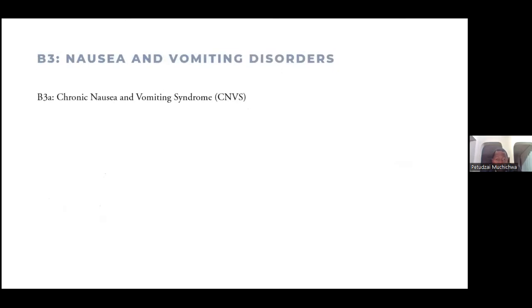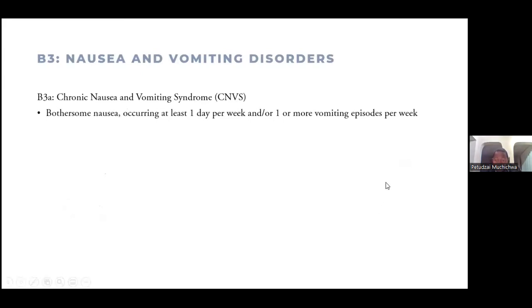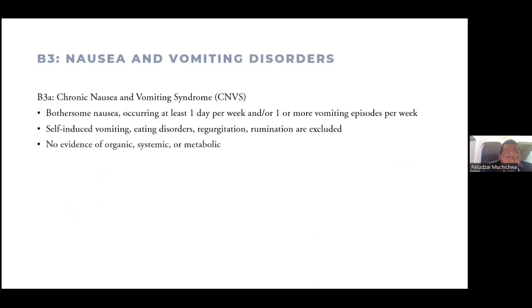Coming on to nausea and vomiting disorders, with the chronic nausea and vomiting syndrome, which is a bothersome nausea occurring at least once per day per week, and or one or more episodes of vomiting per week. Self-induced vomiting, eating disorders, regurgitation, and rumination syndromes should be excluded to make this diagnosis. There should be no evidence of organic or systemic metabolic disorder.